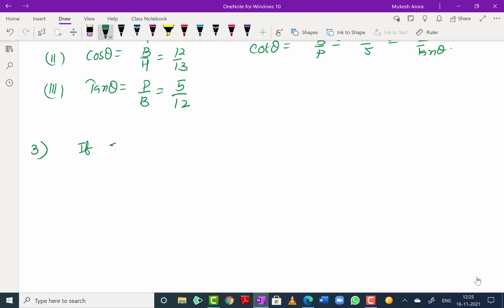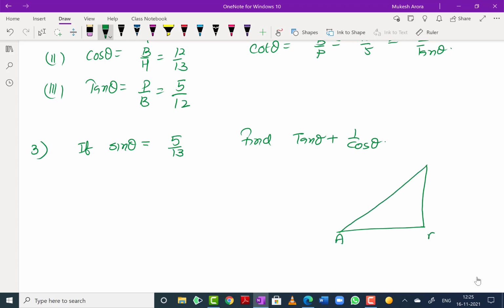Right? Question number 3 is, if sine theta is equal to 5 by 13, find the value of tangent theta plus 1 by cos theta. This is theta. So sine theta is perpendicular upon hypotenuse, 5 by 13. So this is 13. Somewhere it is taken k or x, and this is 5k.